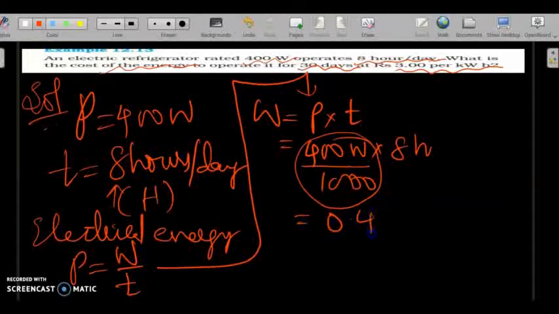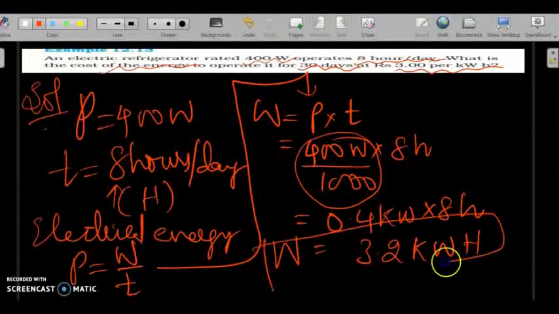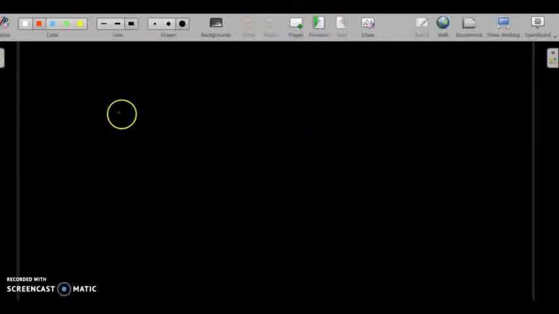So 0.4 kilowatt into 8 hours. That'll become 4 8 32, 3.2 kilowatt hours, or you can say that is 3.2 units. So this is the electrical energy consumed. Now what is the cost for 30 days? So we'll see the cost for 30 days.